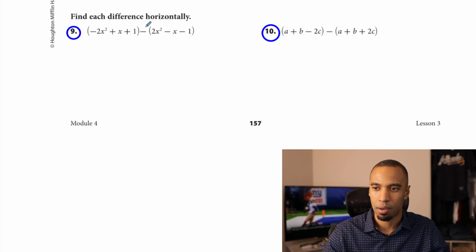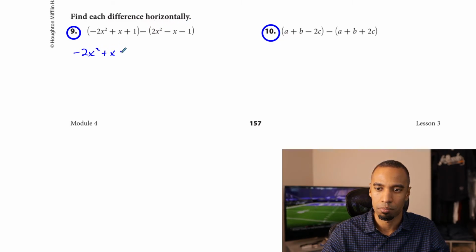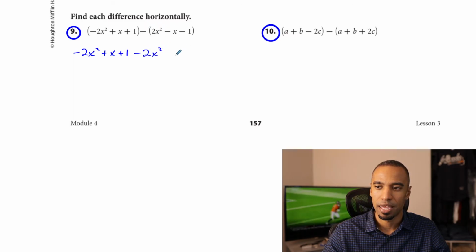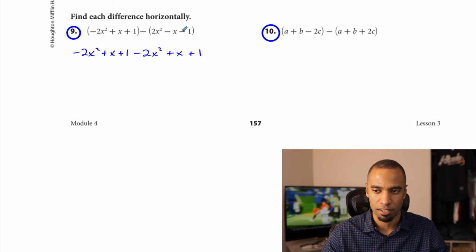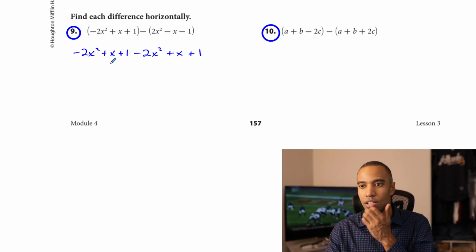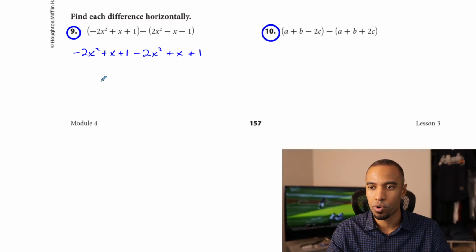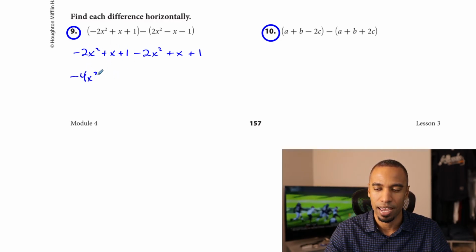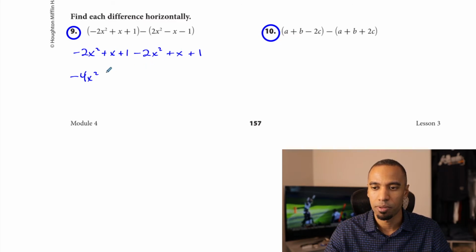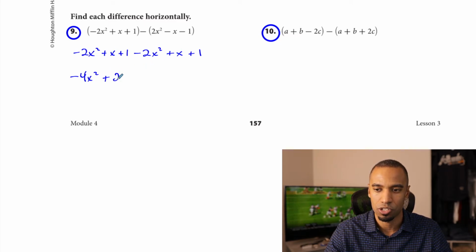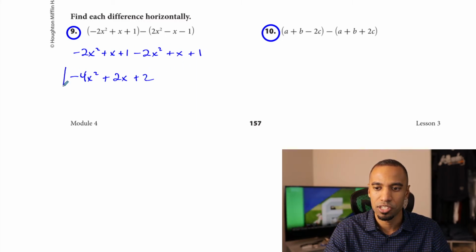So let's see if we can do this without me drawing the arrows there. I'll say them out loud though. So negative 2x squared plus x plus 1 minus a positive 2x squared minus a negative x minus a negative 1. Subtracting a negative becomes addition. Look, everything's kind of a duplicate. Negative 2x squared minus 2x squared, that's negative 4x squared. Plus x plus x, 1x plus 1x is 2x. So plus 2x. And 1 plus 1 is 2. And that is standard form right there.